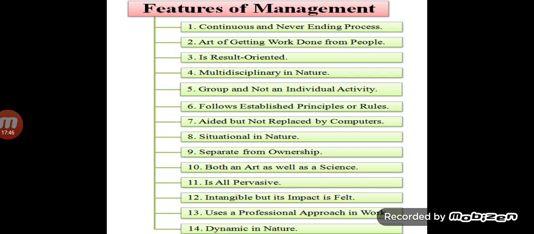12th point, intangible but its impact is felt. Management is intangible, but we can feel the impact of management. If there is a good, very perfect management in the organization, then we can feel that we are getting smooth performance in the organization. If we are not implementing perfect management in the organization, then we can feel that we are not getting the particular work in a particular way. So here we can say that it is intangible.